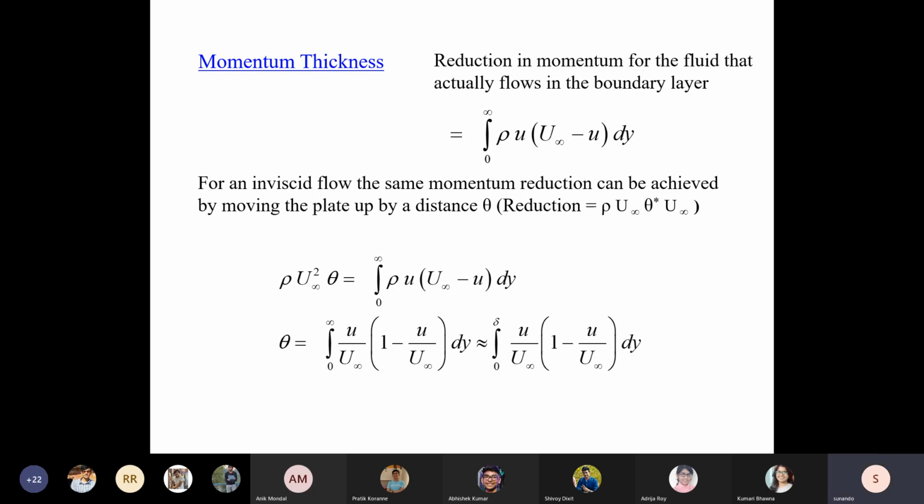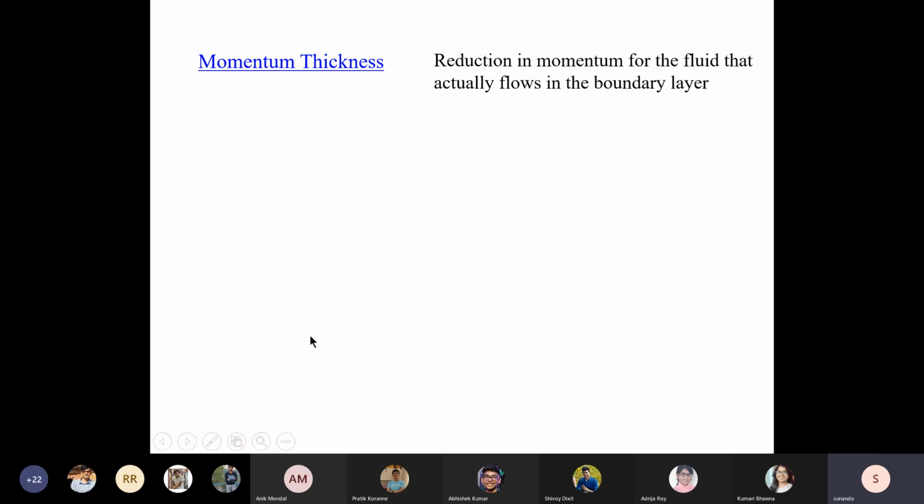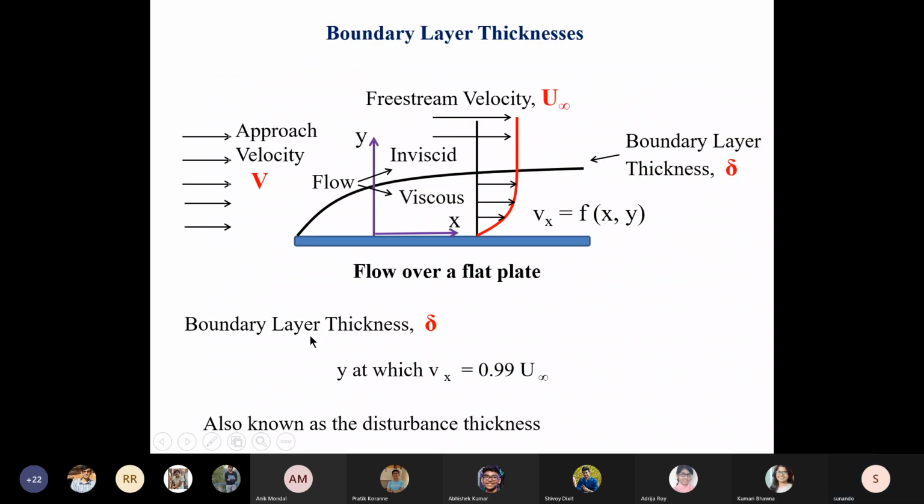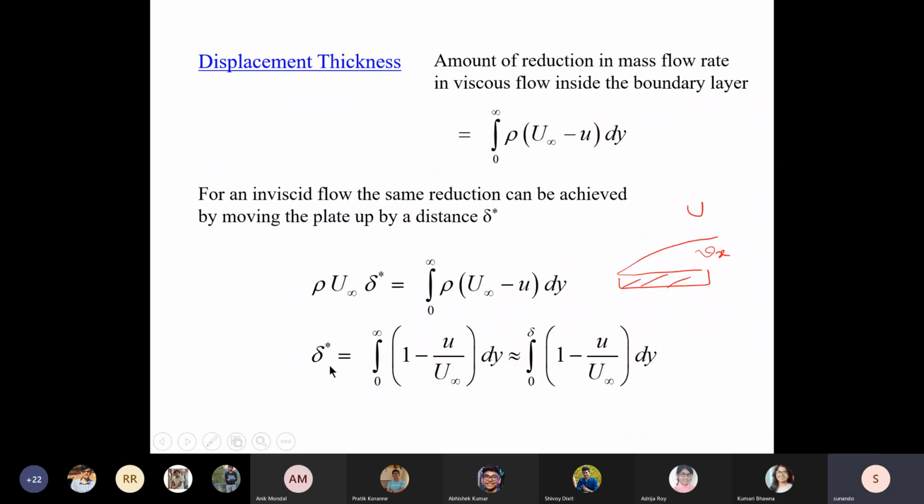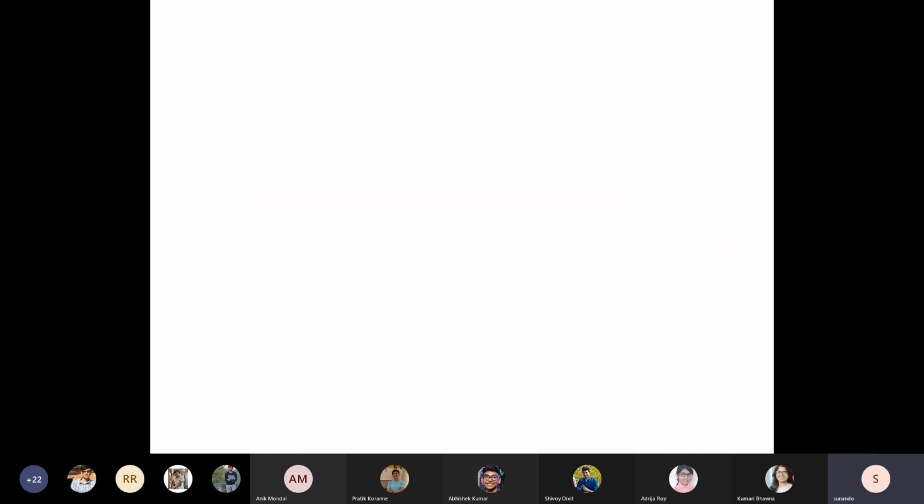Okay. We will keep these definitions in mind, and when we talk about the momentum integral equation in the subsequent classes, you would see that theta and delta star would appear in the expressions, and it's very straightforward. The name sounds very serious, but the momentum integral equation, once you learn how to use it, is going to be simpler than the Navier-Stokes equation, which you have handled in your second year.